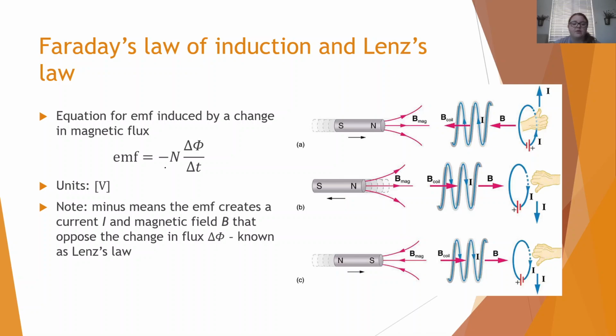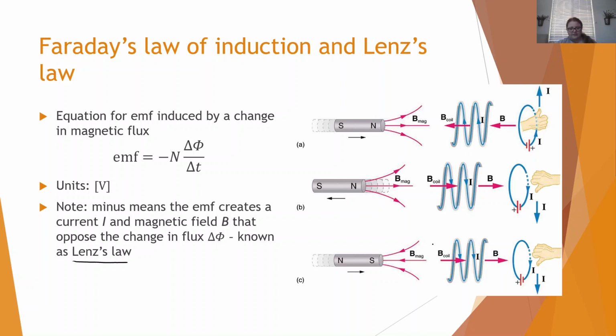Now notice this negative. This minus is telling us the EMF creates a current I and magnetic field B that oppose the change in flux, and that is known as Lenz's law. So that is another law that is very important. Faraday's law gave us this information, and Lenz's law told us why we have this negative value.